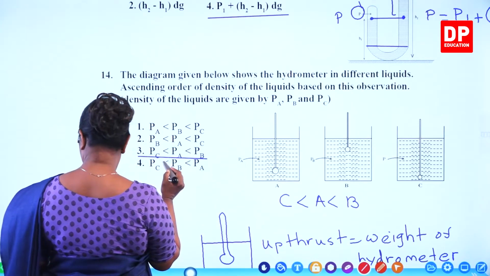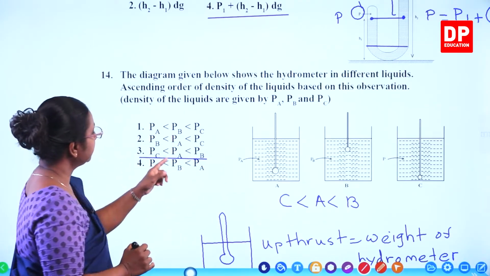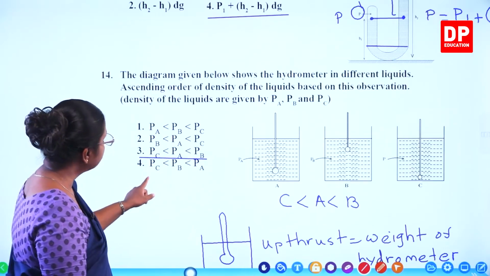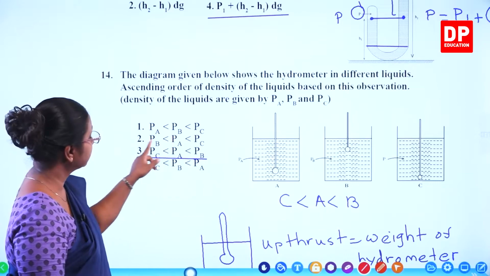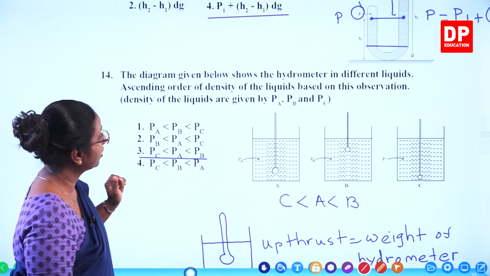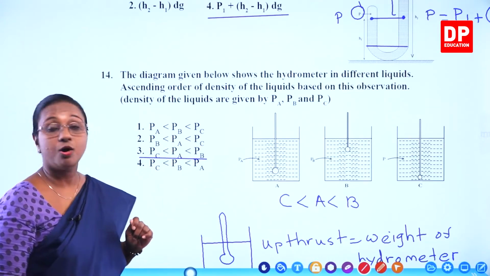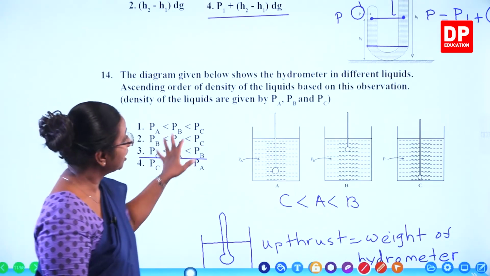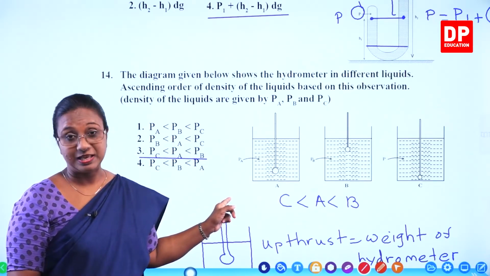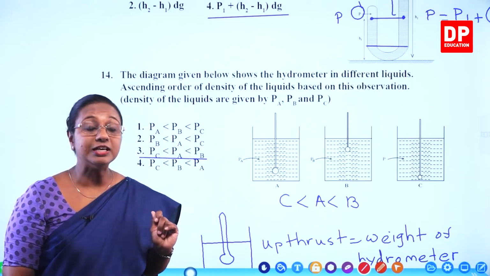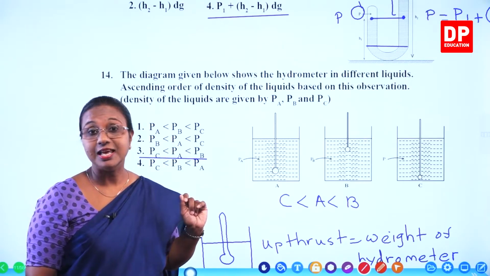This answer is correct. PC, PA, PB. PC, PB, PA, that is also not correct. So, the third answer gives you the correct order, ascending order of density of the liquids based on this observation. So, I am sure you all have a good understanding of the function of a hydrometer, how it is related to the Archimedes principle. With that, students, we will move on to the next slide.